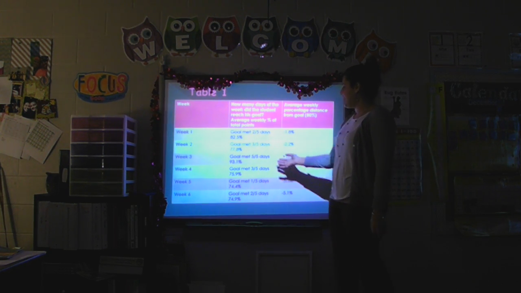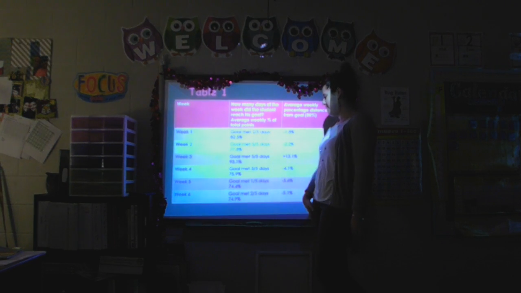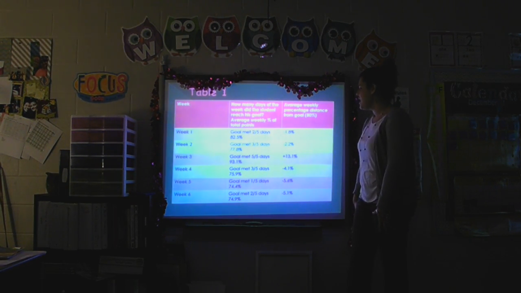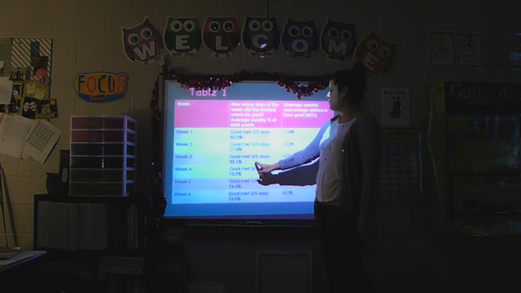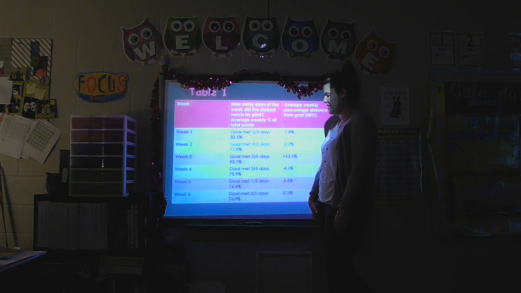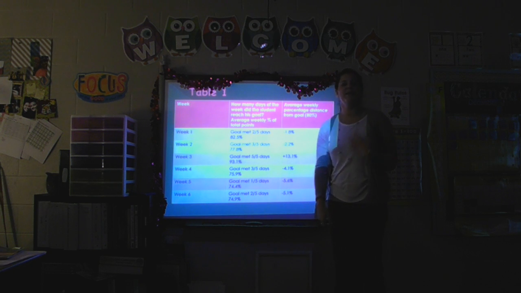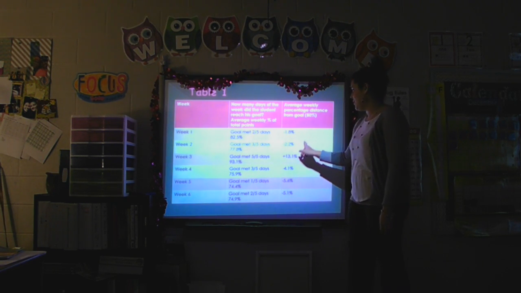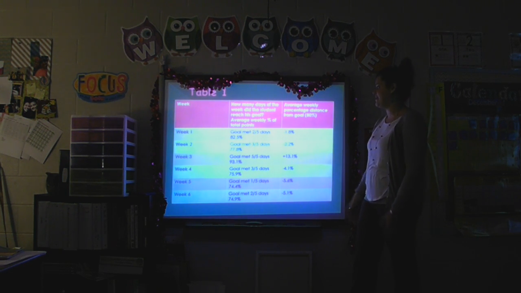Week 3, he met his goal every single day, 5 out of 5 days. We were super proud. That was a big achievement for him. His average weekly percentage of total points was 93.1%. That means he reached a smiley face on every class 93% of the time that week. He surpassed his goal of 80% by 13.1%. That was his average distance away from his goal that week.